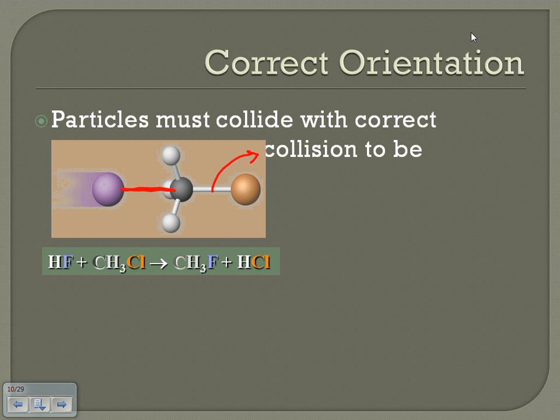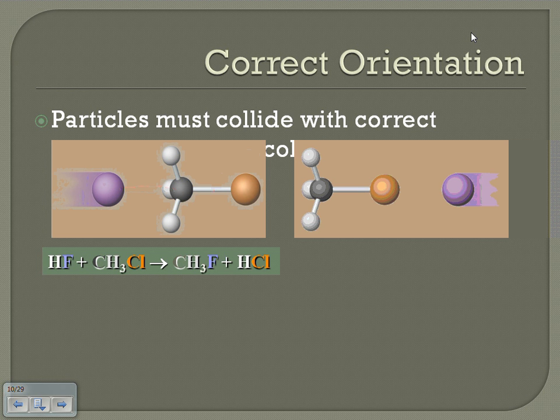Okay? However, if these molecules collide this way, so if instead of the fluorine actually hitting the carbon so it can make a bond with carbon, the fluorine comes this way and hits the chlorine instead, well, that's not an effective collision, and it's basically just going to bounce back with no reaction. So there's an example of how the orientation has to be correct in order for the reaction to occur.